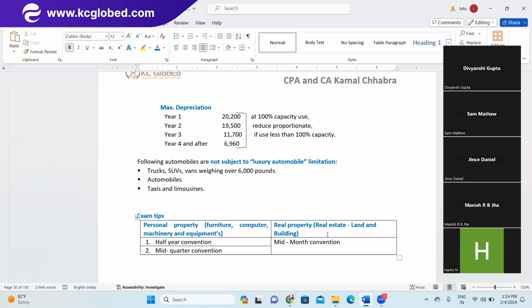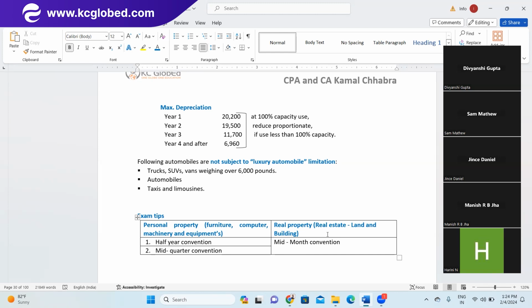The following automobiles are not subject to the luxury automobile limits: trucks, SUVs, vans weighing over 6,000 pounds, normal automobiles, taxi, and limousine. So if a limousine is being used for taxi purpose, then it is not part of luxury automobile. If it is for personal purpose, yes, it is a luxury car.